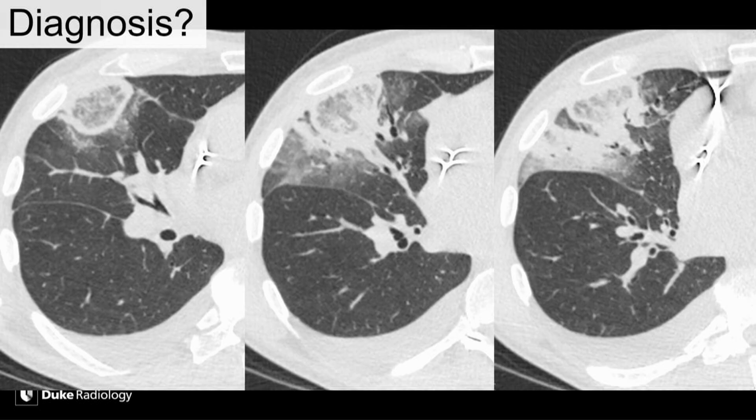So on the CT, it's a very well-defined lesion with a rim here, with this internal bubbly lucency, somewhat ground glass. It's a bit wedge-shaped. There's a vessel leading to it.